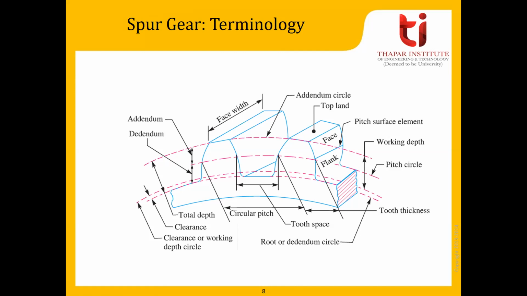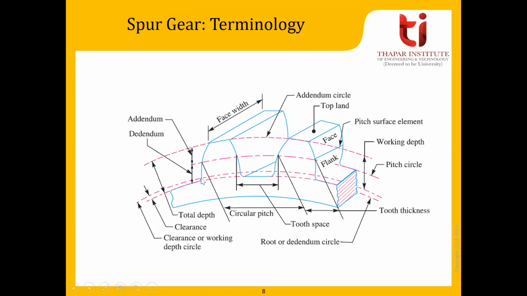From the base circle, you are generating that profile. This is the involute profile of the gear, and this is the addendum circle. So we provide the fillet over here from the root circle to this base circle. This fillet is just provided to strengthen the tooth.